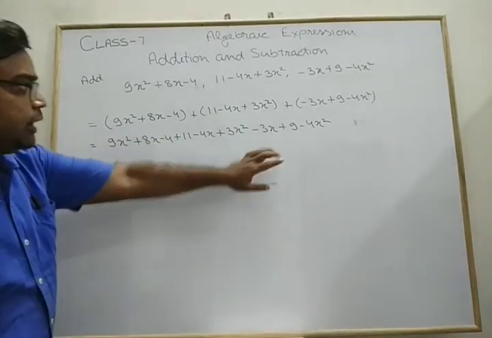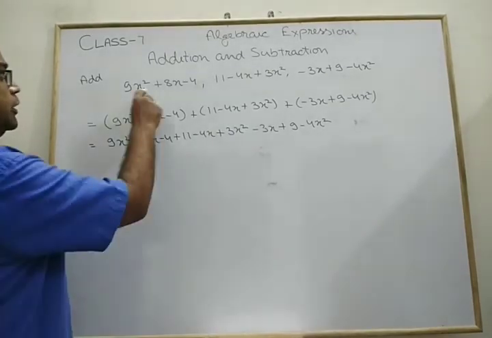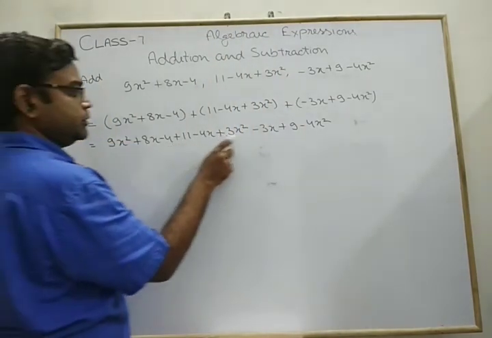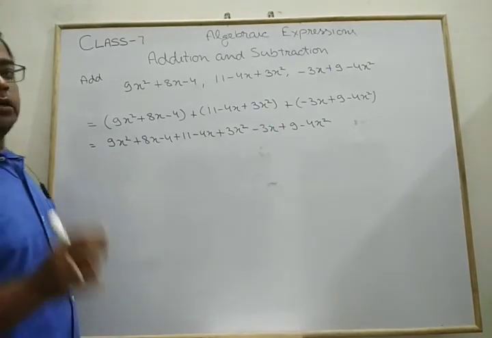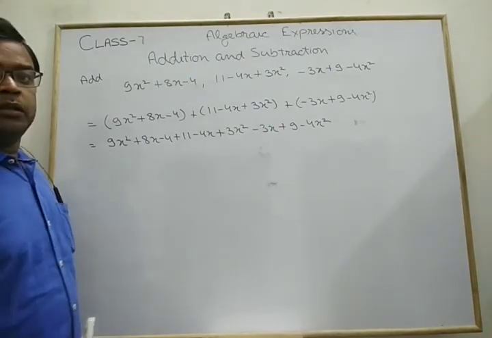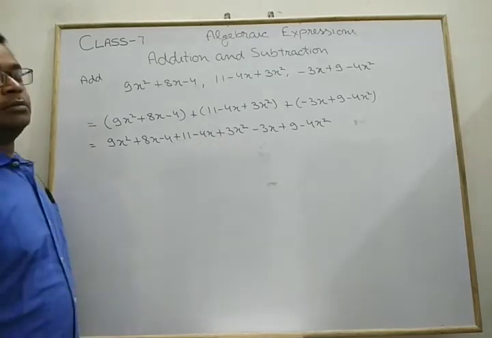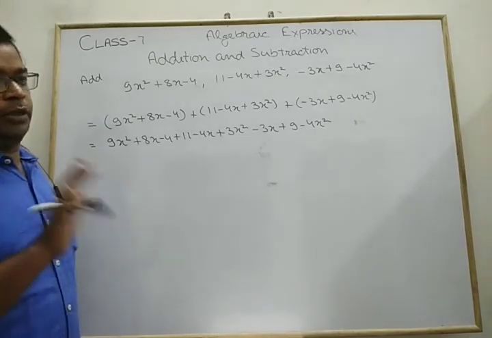First, check that all the terms are there or not. There are 9 terms. Count: 1, 2, 3, 4, 5, 6, 7, 8, 9. 9 terms are there, so that you avoid mistakes. Then what do we do? We bring all the like terms together, with their plus and minus signs.